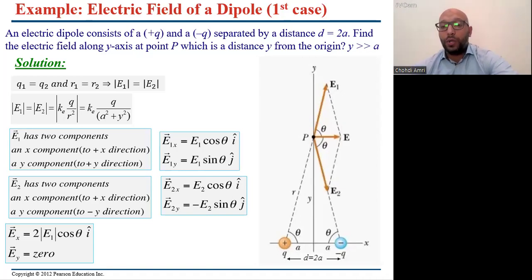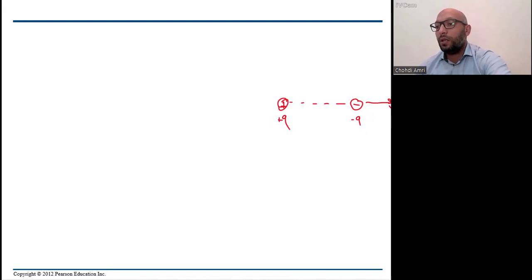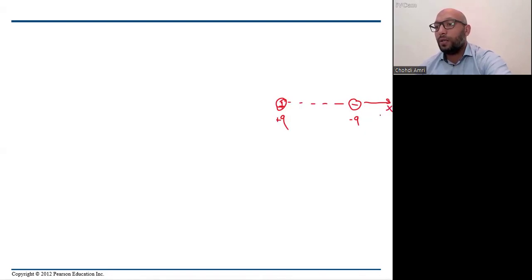As usual, we want to draw the situation again, and we want to solve step by step. We want to draw the free body diagram, and then the forces, and then the electric fields. This is our positive charge q. This is our negative charge minus q. This is our x-axis, and the y-axis is here. What is our point P? The point P is along the y-axis.